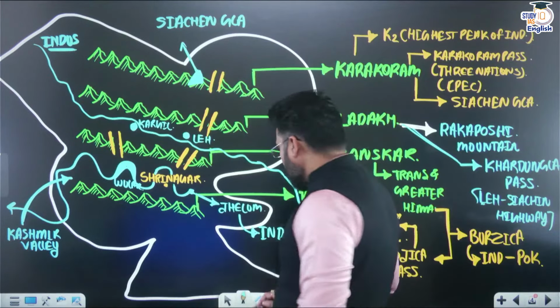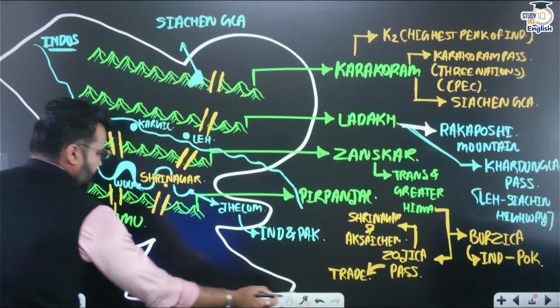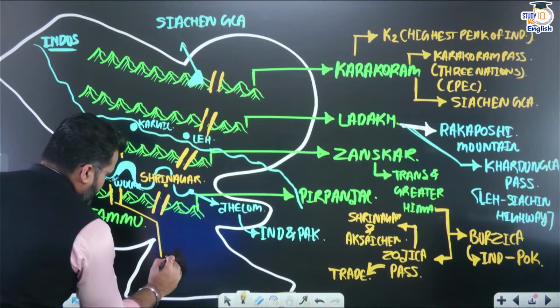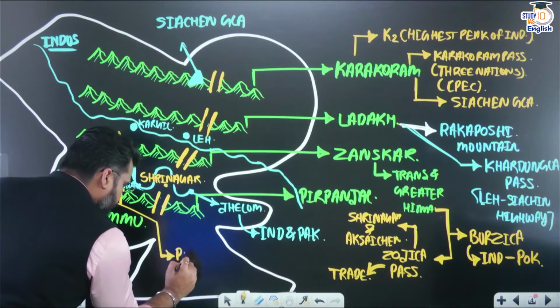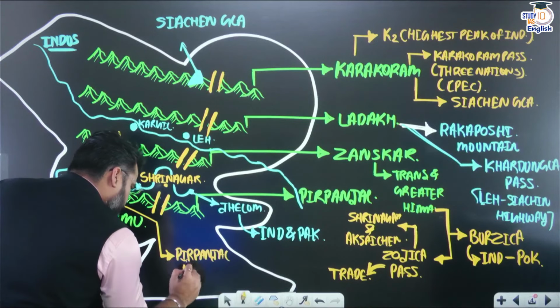Now I want to mention that there are two major passes present, namely Banihal Pass and Pir Panjal Pass. So the Pir Panjal range consists of two major passes. The first pass is called Pir Panjal Pass.